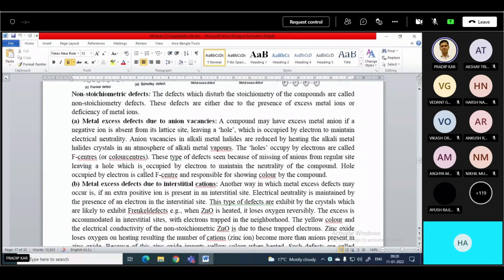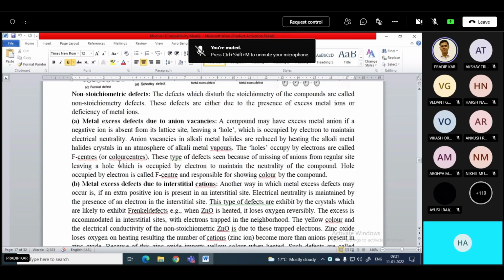Heating an alkali metal halide crystal. Alkali metal halide means, say, sodium chloride. A sodium chloride crystal is heated in an atmosphere of alkali metal vapors. If we heat the sodium chloride in the presence of sodium vapor, then a hole is created, because the sodium vapor is reactive, so it takes one chlorine, and so it creates a vacant position in the crystal. This is known as F centers. F centers means the color bearing centers.